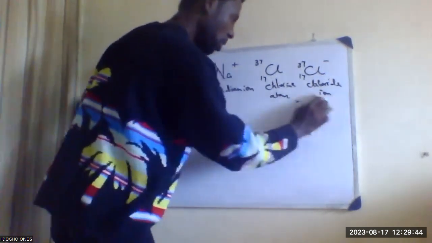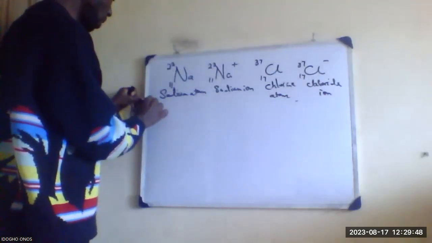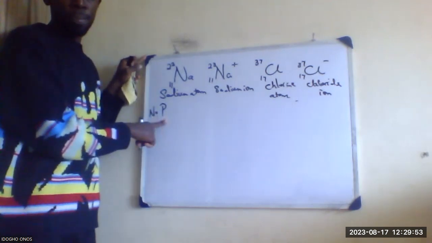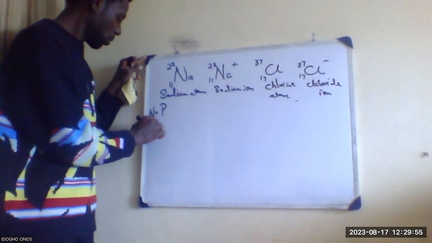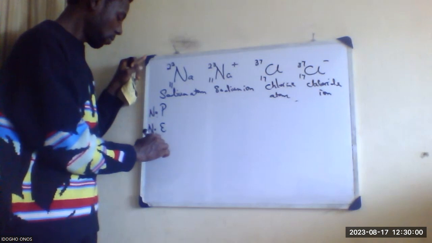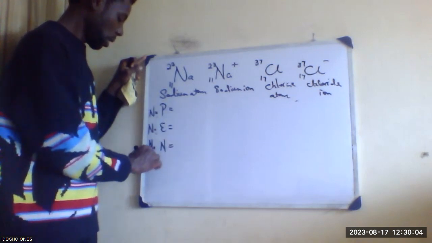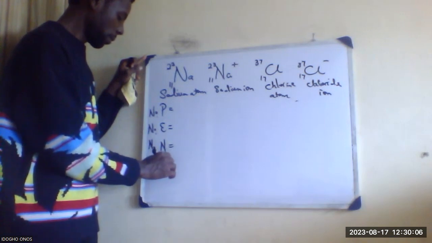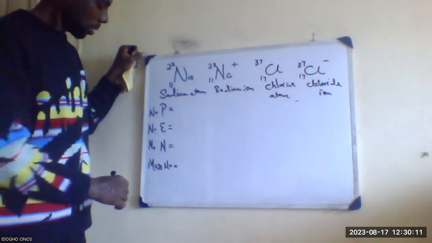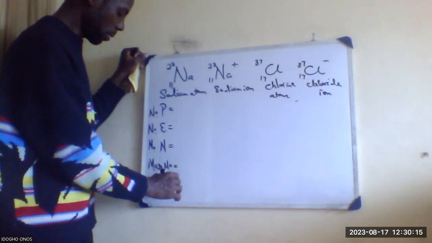So I will switch this thing. I will clean this up now, still using these three or four things on the board. I'm going to write this N. This means number of proton. This means number of electron. This means number of neutron. I can maybe also write mass number. Are you with me? Yes. Then maybe also atomic number.